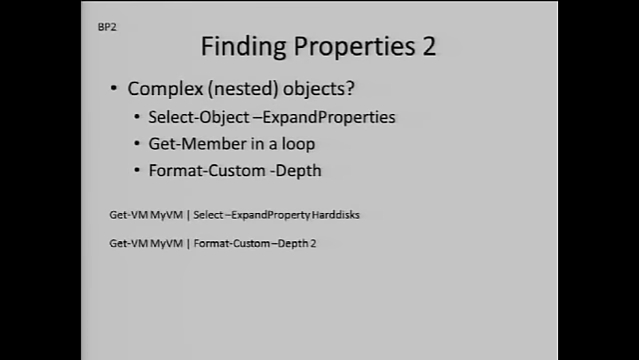So there's a couple of tricks that you can use to take a look at this information. There's things like Select-Object and then -ExpandProperty. So that will actually expand one of the properties and show you the sort of nested objects inside that. And there's also, you could use Get-Member in a loop, or there's a nice command called Format-Custom, and then you specify a depth and how far you want to show that. Again, this will look cool in the demo. Doesn't make much sense in a slideshow.